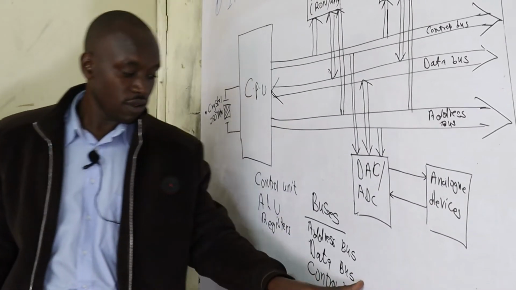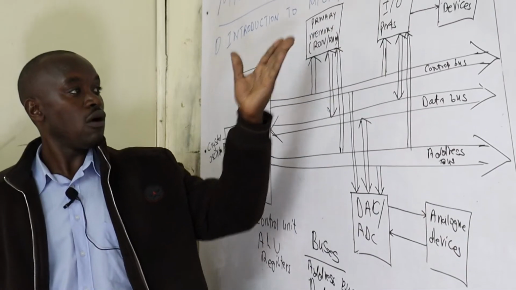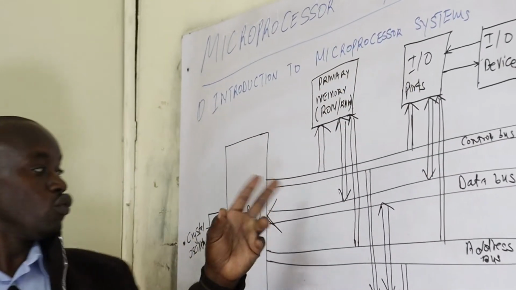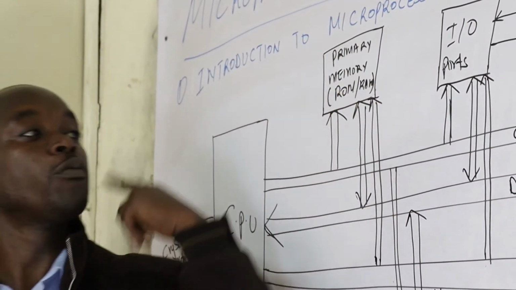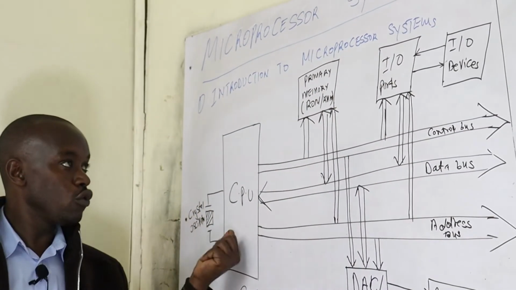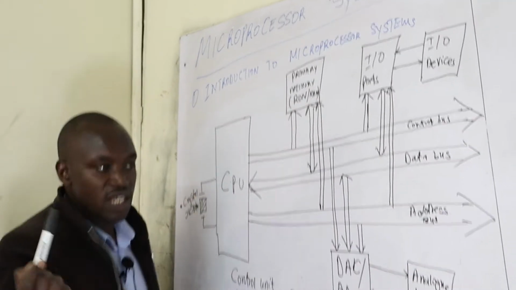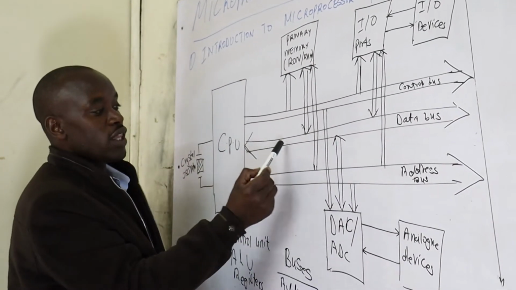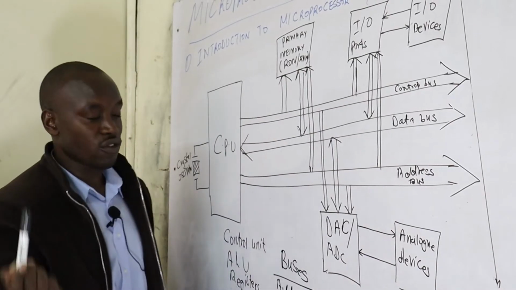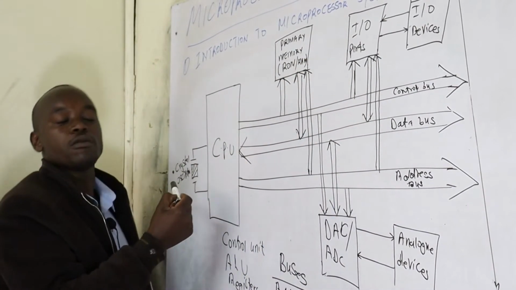The data bus will carry data to memory or I/O devices from the CPU, or will obtain data from the I/O devices through the ports to the CPU, or from the memory to the CPU. That's why in our diagram the data bus is bidirectional, to transfer data or to retrieve data back to the CPU.